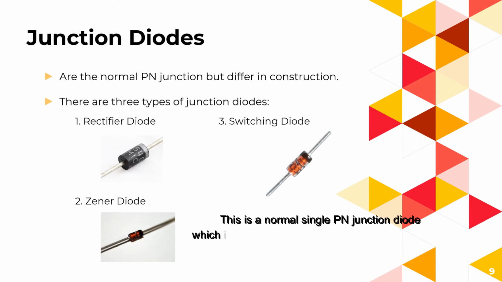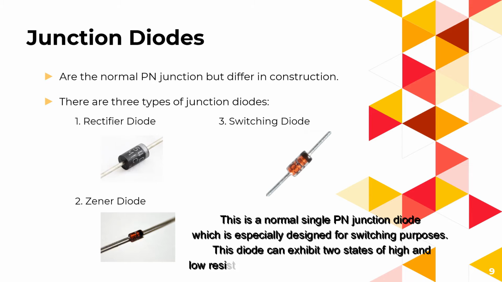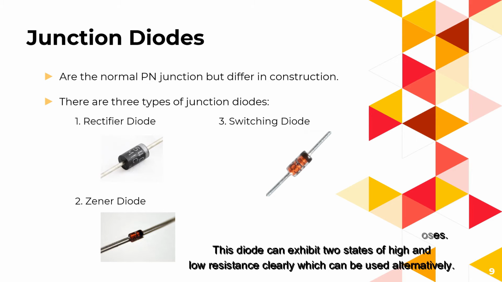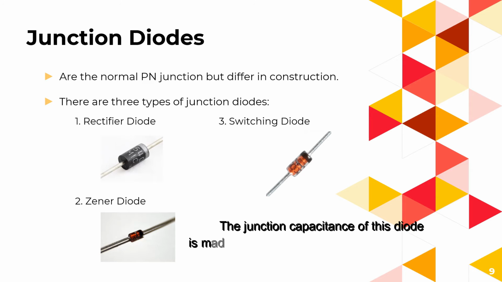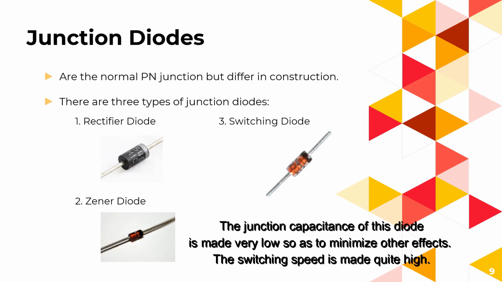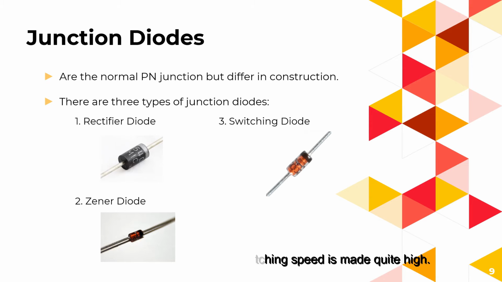Switching. This is a normal single PN junction diode which is especially designed for switching purposes. This diode can exhibit two states of high and low resistance, clearly, which can be used alternatively. The junction capacitance of this diode is made very low so as to minimize other effects. The switching speed is made quite high.